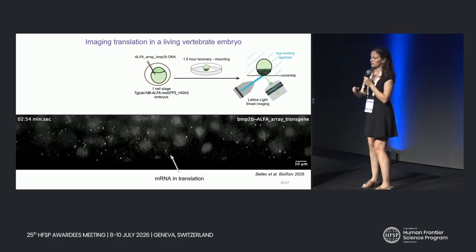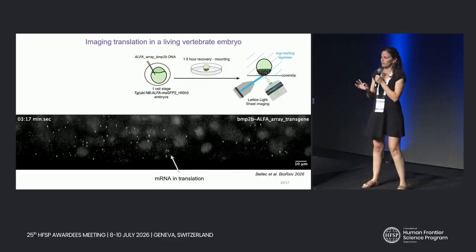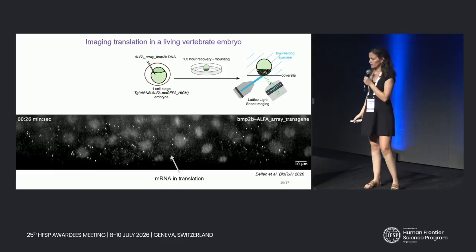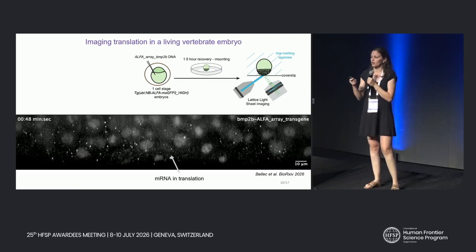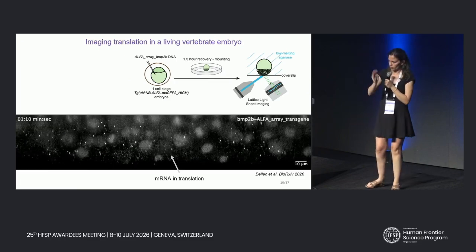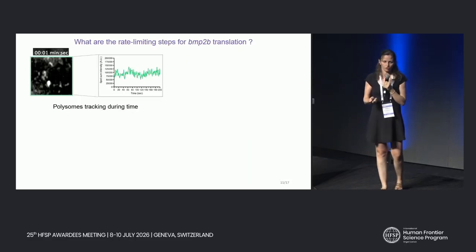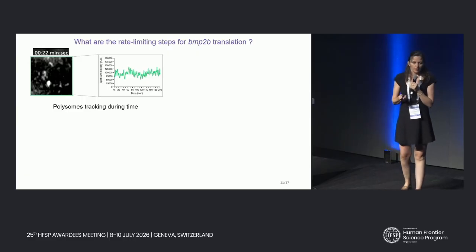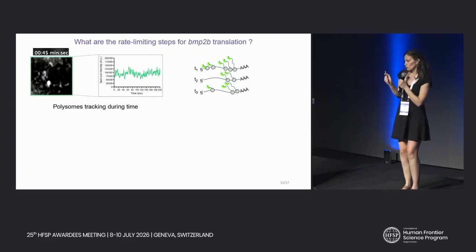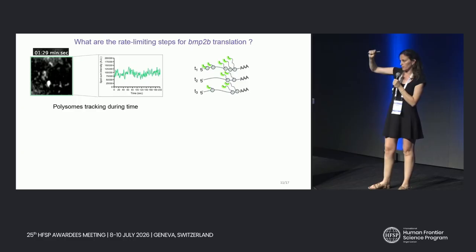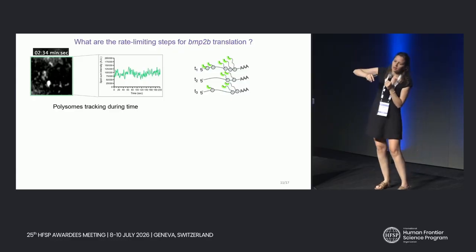Thanks to this lattice light sheet imaging, we could have wide field imaging of the zebrafish embryo and also high temporal resolution, because we have 1 second per z-stack for the whole embryo. So then, this single mRNA in translation, we can track over time. And so then we can measure the fluctuation of the intensity of a single mRNA in translation. This fluctuation of intensity reflects how many ribosomes you have on your mRNA, so how many are coming, how many are leaving.